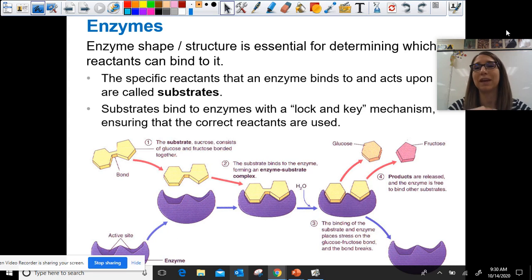So we can make many copies of reactants, we can have many of the same products, we can even have many of the same enzymes. But what matters is how these things fit together.